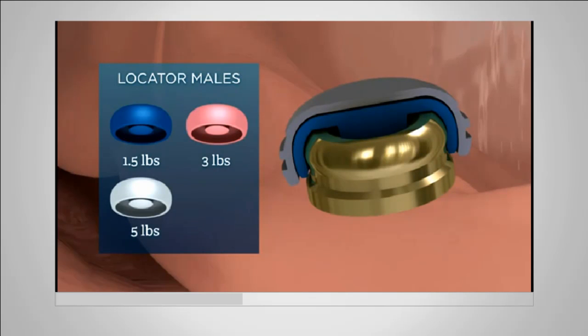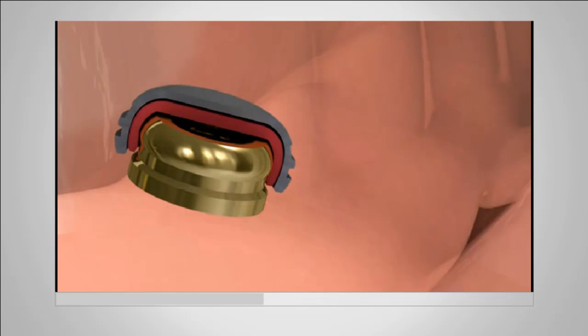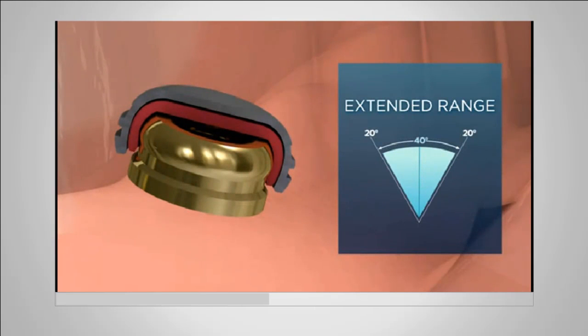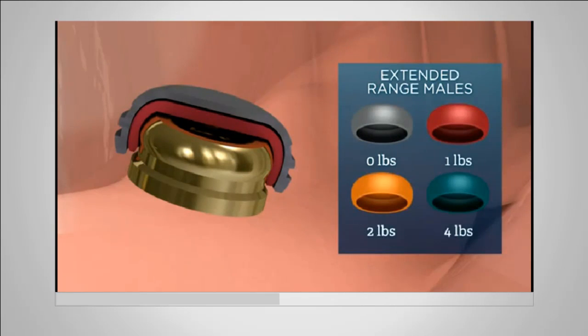Retention force can be evaluated chairside depending on patient preference for level of ease of insertion and removal. Extended range nails allow for insertion of the overdenture with up to an extensive 40 degrees of divergence between implants and are available with 0, 1, 2, or 4 pounds of retention forces.